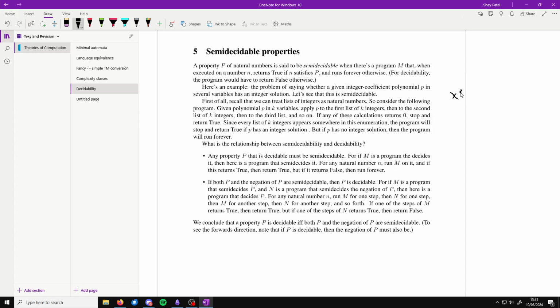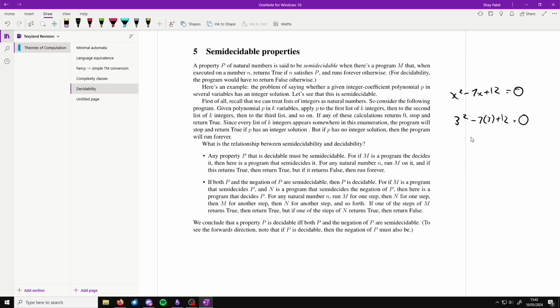So say we had something like x squared minus 7x plus 12. This has an integer solution. We can try it with 0. It doesn't work. We can try it with 1. It won't work. We can try it with 2. It won't work. We can try it with 3. When we substitute 3 in, we get 3 squared minus 7 times 3 plus 12, and this in fact is equal to 0. So we've reached the solution, and then we can return true.